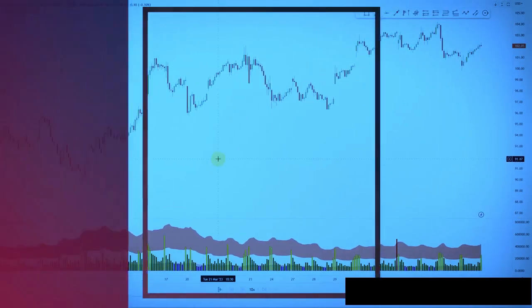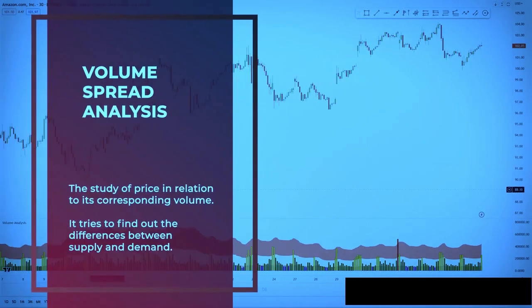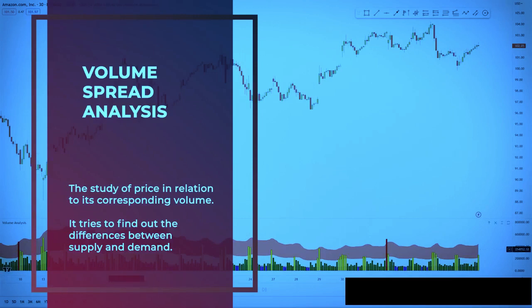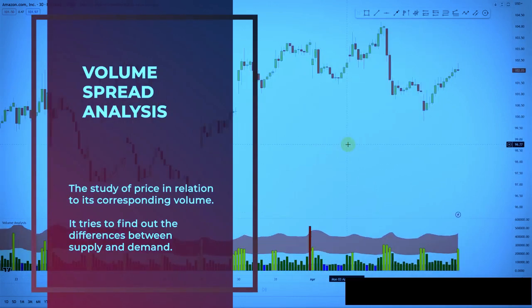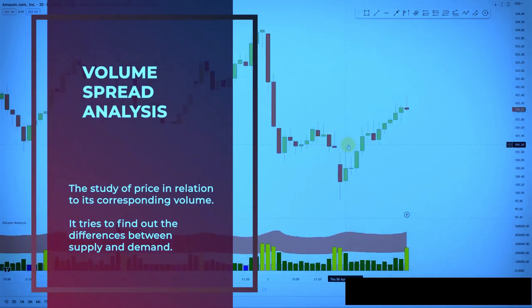If you understood the basic principles of supply and demand, your next step is to learn to read volume. Well, volume spread analysis is the study of price in relation to its corresponding volume. It tries to find out the differences between supply and demand. In day trading, VSA is very important because it tracks down the professional activity, the moves of the smart money.